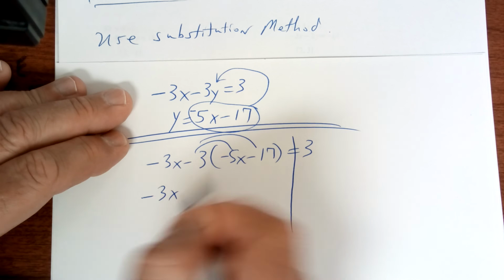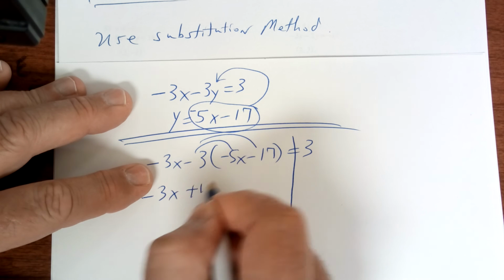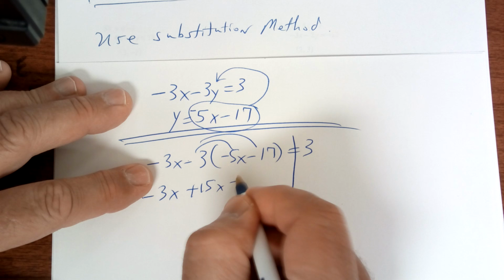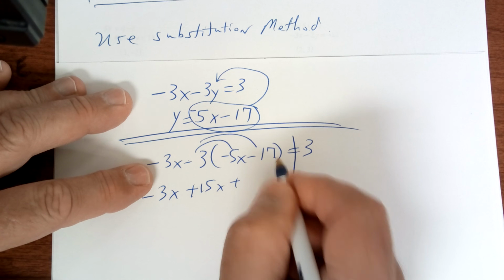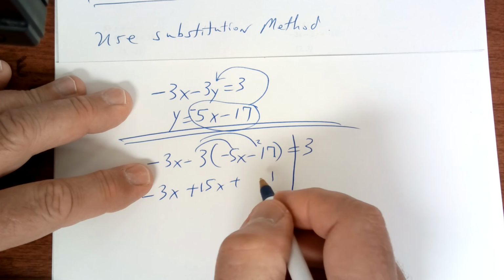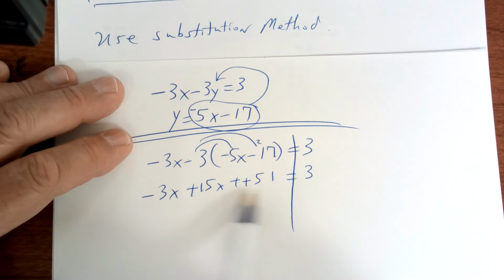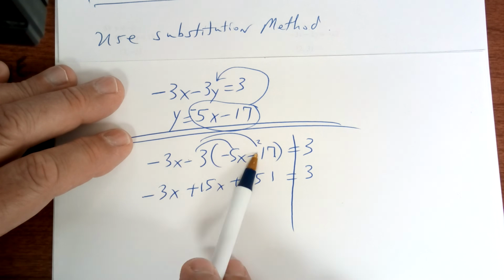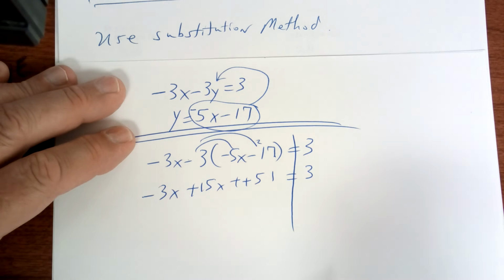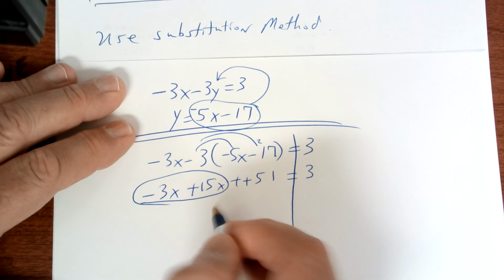It's going to give you a positive 15x. This is going to give you a positive whatever that is. 3 times 7 is 21. I guess that's 51. So it's going to be a plus 51 is equal to 3. Let me check my signs. Double negative, double negative. Okay, this looks good. This right here is going to give you 12x. When you add that up.